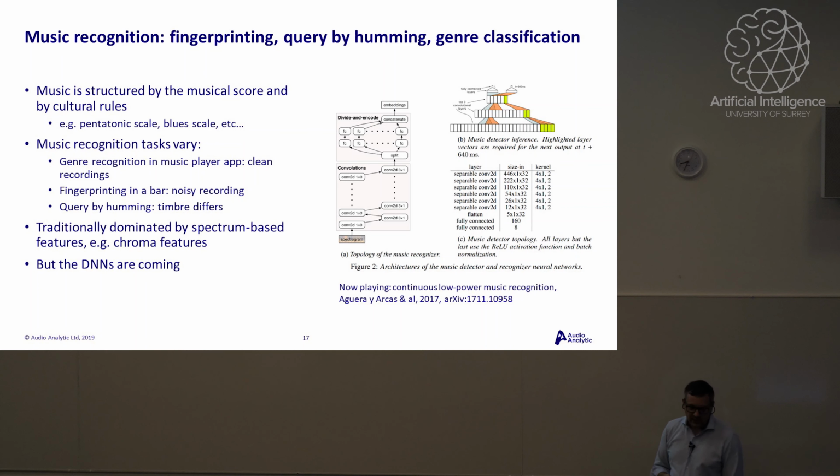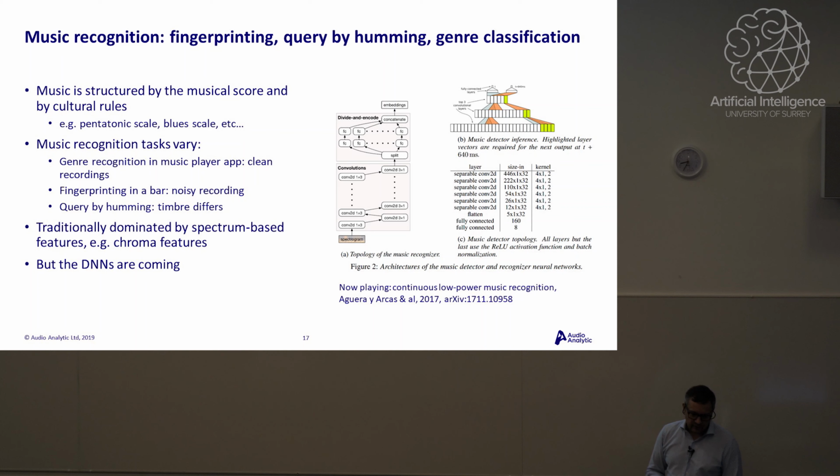And query by humming pushes the difficulty even further because the timbre differs. The way your voice is going to sound when you sing a Shakira song is not going to sound like the electric guitar or brass which is in the music. So you have to be clear about your application to know what it is that you're up against.